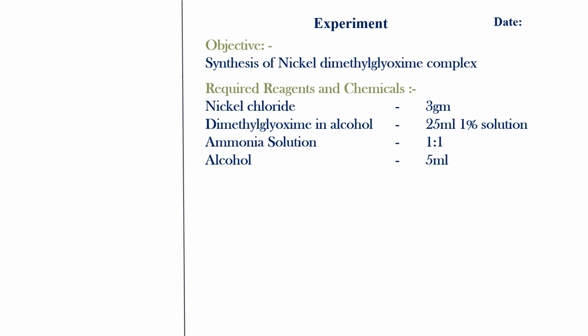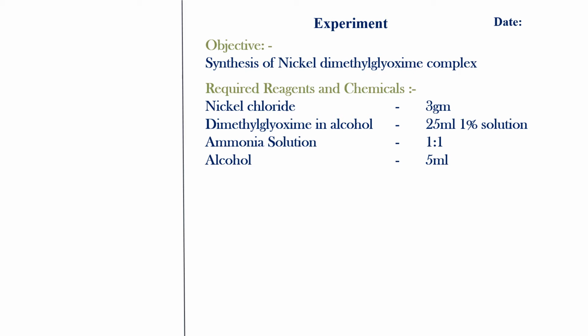Now we come to the objective. What is the objective of our experiment? Synthesis of nickel dimethyl glyoxime complex is our topic, or we shall synthesize nickel dimethyl glyoxime. So this is our objective. To achieve this objective, we require certain chemicals. So the next point is our requirement of reagents and chemicals.